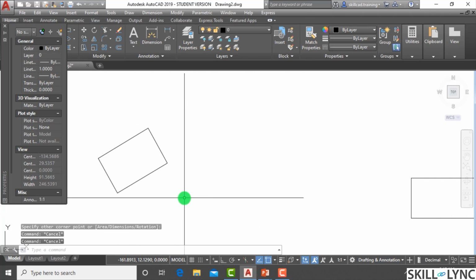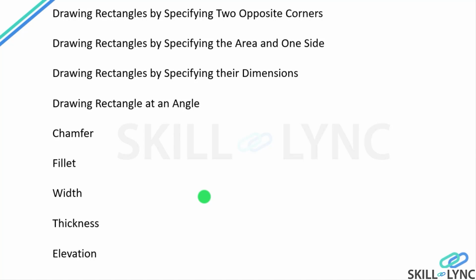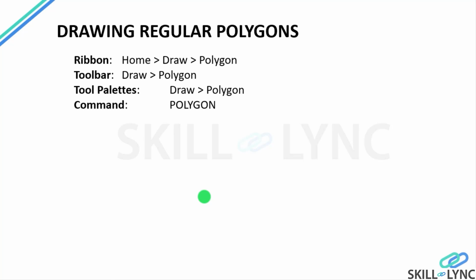It will be created. So you can draw a rectangle by specifying two opposite corner points as you have studied. You can draw a rectangle by specifying the area and one side. You can draw a rectangle by specifying the dimension. So you can rotate it. You can create a chamfer setting, fillet setting, width setting, thickness and elevation. So now next we will be doing a regular polygon.